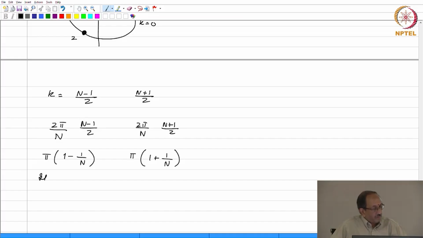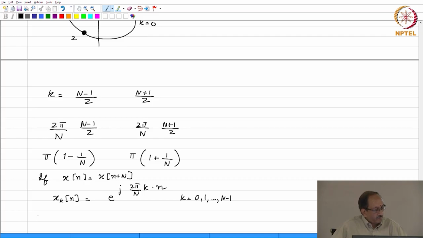Therefore, in general if x of n equals x of n plus cap N, then we produce sinusoids of the form e to the j 2 pi by cap N times k times n, and then k itself goes from 0, 1 up to N minus 1, and each of these sinusoids is periodic with period cap N, and we have N distinct sinusoids.